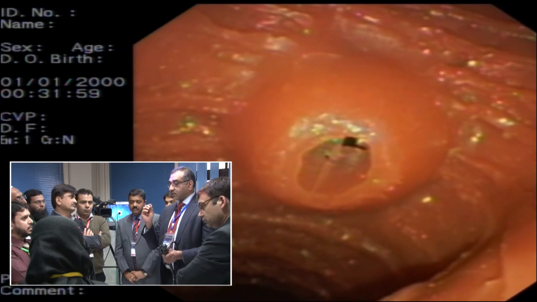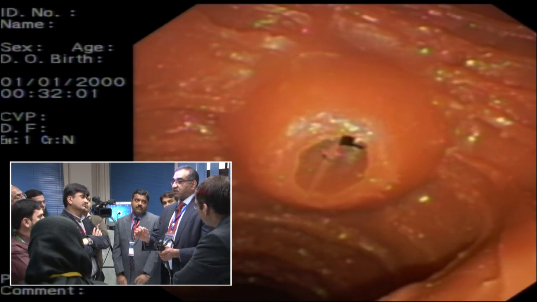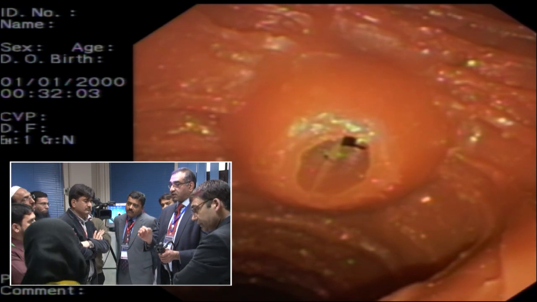Secondly, this is a procedure which is complex, it is high tech, it can be tedious.